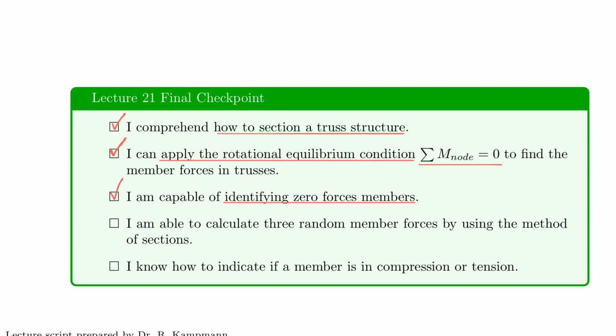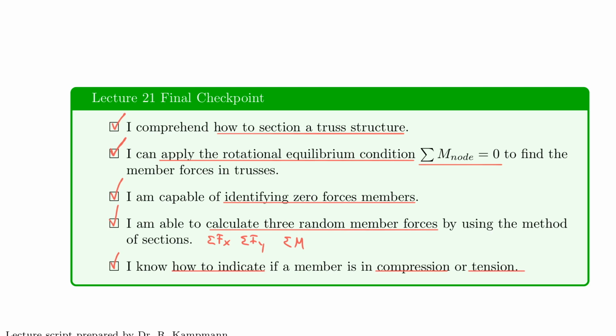And then next, I am also able to calculate those three random forces by using the method of sections, which really stands for sum of the forces in X, sum of the forces in Y, and sum of the moments. So I use all those interchangeably. And then last but not least, I of course need to understand if they are in compression or in tension. And I think we covered that in detail. And when in doubt, always start with assuming it to be in tension. And then if you get a positive result, you were correct and it was in tension. If you get a negative result, then you should invert your logic and assume that is a compression member.